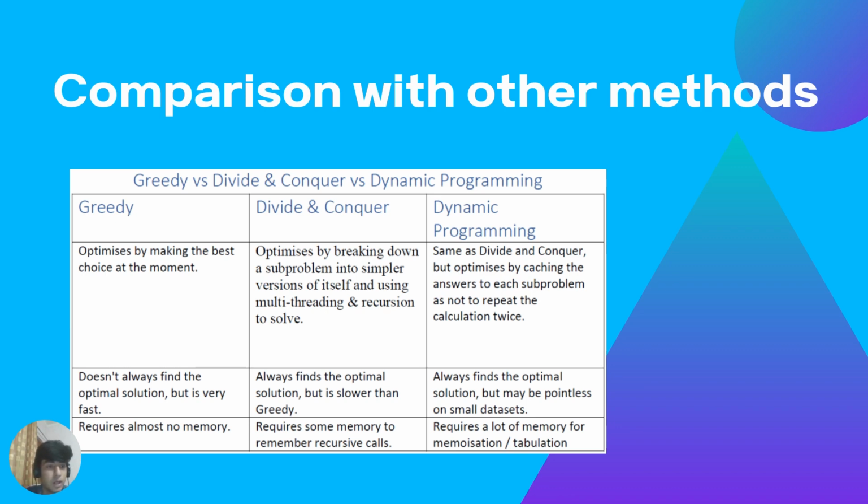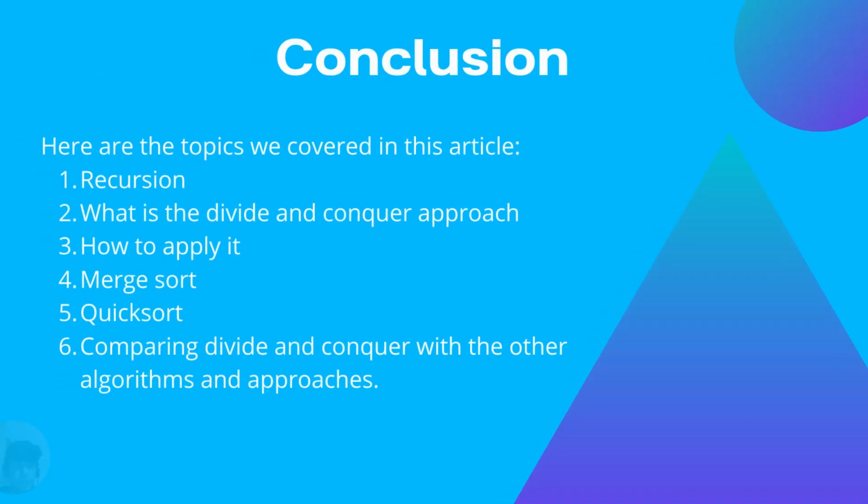Moving on, I'll conclude with the things that I have told you. What is recursion? What is the divide and conquer approach? How do you apply it? Merge sort, quicksort, and comparing divide and conquer with other algorithms.